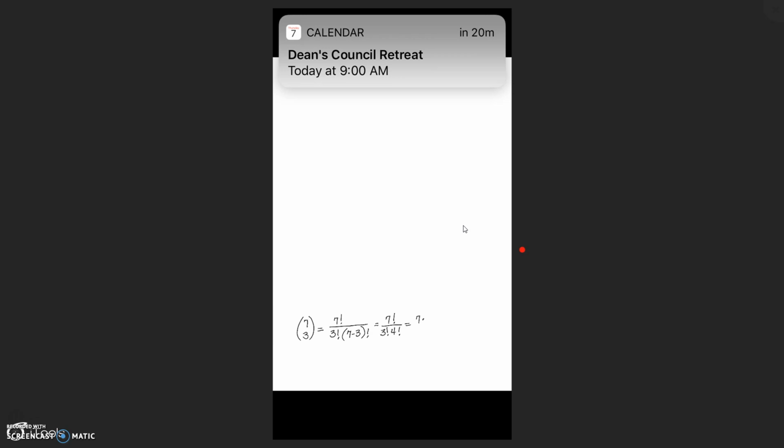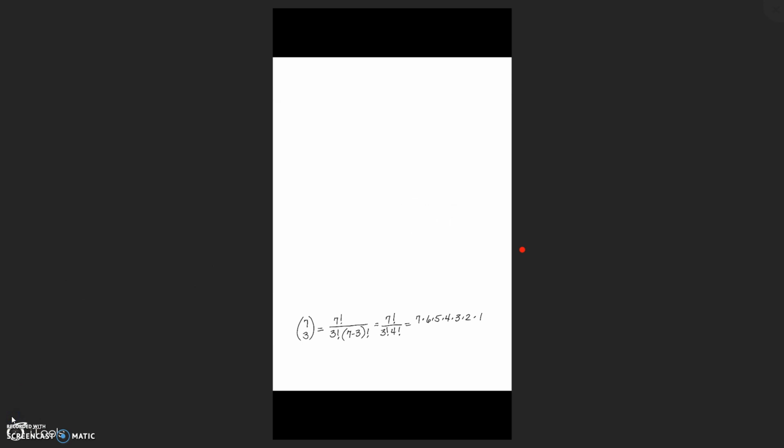We get 7 times 6 times 5 times 4 times 3 times 2 times 1, and that is over 3 times 2 times 1, which is 3 factored out, and then 4 times 3 times 2 times 1. Now, because we have 4, 3, 2, 1 in both the numerator and denominator, we can cancel those out. That makes our calculation a little bit easier.